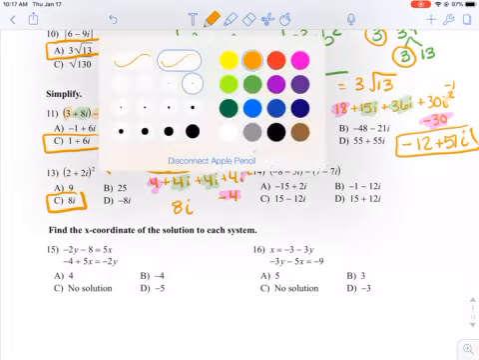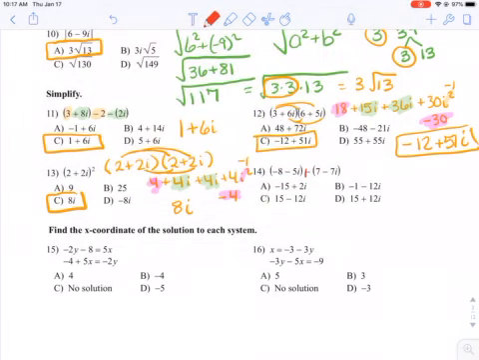Here you're going to distribute this negative. So you add the opposite of this guy and that guy. Then you collect your like terms. So this is a like term with this, and this is a like term with this. And you're going to end up with negative 15 plus 2i.